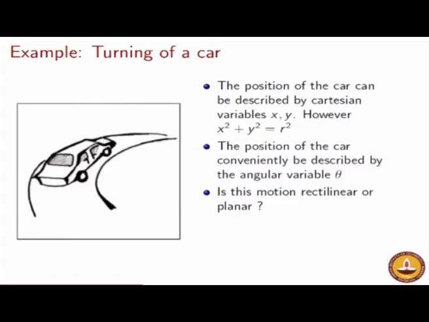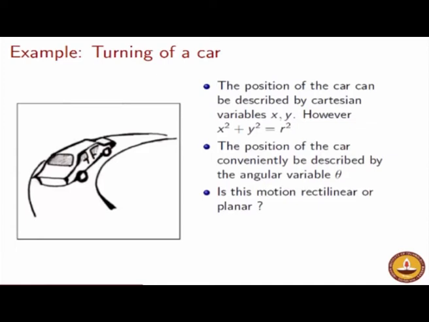So, this is the question that I had left open in the presentation slide. Is this motion rectilinear or planar? Despite being describable by a single variable theta, it is not rectilinear, it remains planar, but even planar motion can be represented by a single variable. It is not required that planar motion have to be represented by two variables, that is not a requirement.